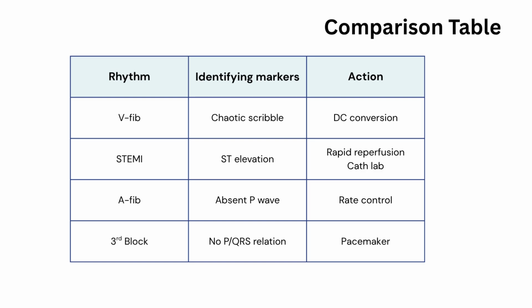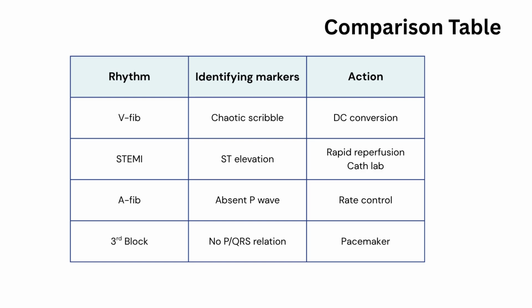But say you see an absent P wave with RR intervals that are irregularly irregular. That's atrial fibrillation, and your immediate action shifts to rate control. Or what if the P waves and QRS complexes have absolutely zero relation to each other? They're completely divorced. That is a third-degree heart block, meaning you need pacemaker intervention.